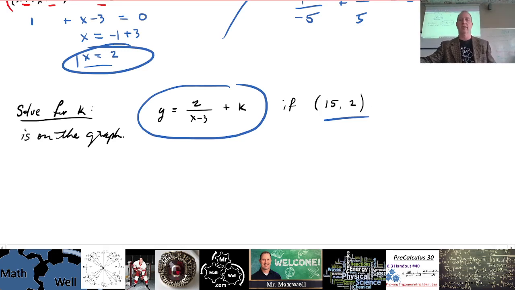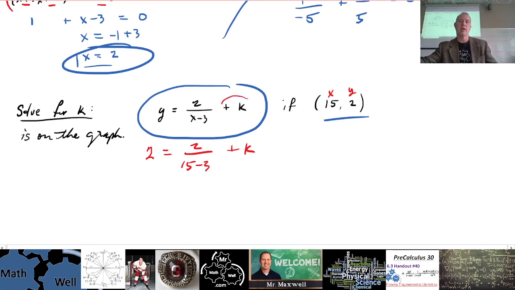How do I solve? Well, this is your x, this is a y that you know are on this graph. So you should just substitute 2 in for y and 15 in for x. Then you can solve for k. So please remember that it is as simple as something like this.